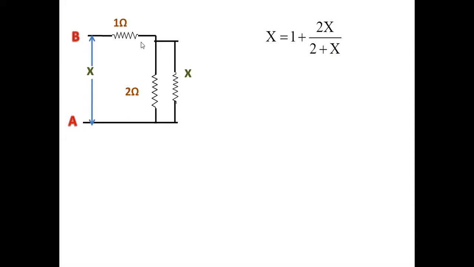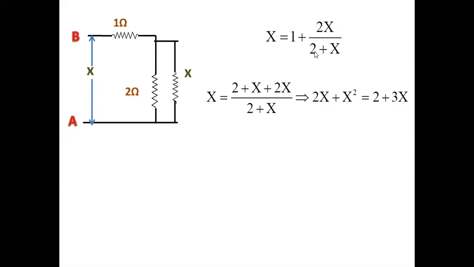So now 1 plus 2 parallel x must be equal to x. X equal to 1 plus 2 parallel x, 2x by 2 plus x. Now what is x equal to? You bring this 2 plus x as common denominator, then this is 1 times 2 plus x, so here you have 2 plus x, and here you have 2x. Hope you have followed. 2 plus x is common. Then cross multiply. You bring x and 2 plus x together, 2 plus x to the left hand side. 2x plus x square must be equal to 2 plus 3x, right? X plus 2x. So 2x plus x square is equal to 2 plus 3x.